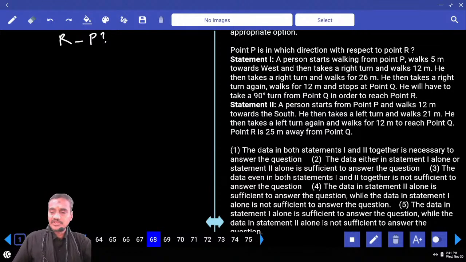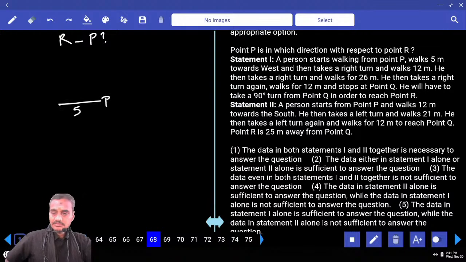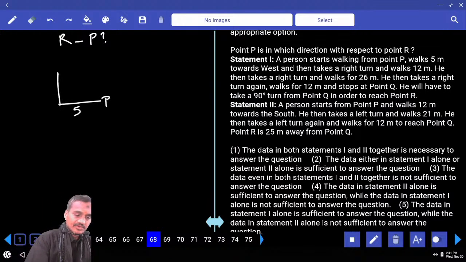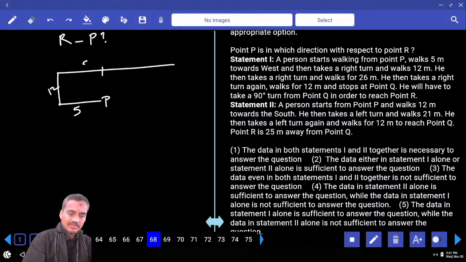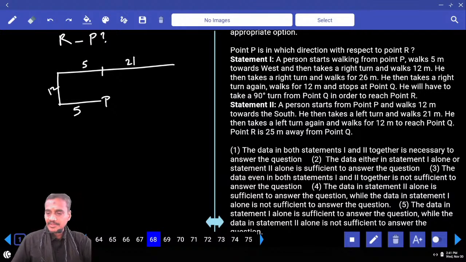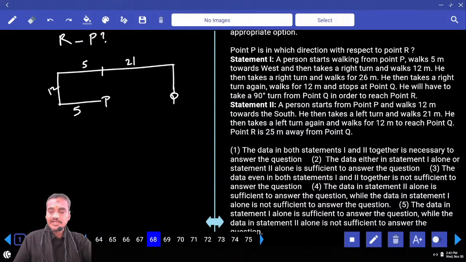Now first one: a person starts walking from point P, walks 5 meters towards west. From here, now this person walks 5 meters west, and then takes a right turn and walks 12 meters, and he then takes a right turn and walks for 26. From here 26, 5 plus 21 is 26, and then takes a right turn and again walks for 12 meters and stops at point Q. And from point Q, this person has to take 90 degrees in order to reach R.